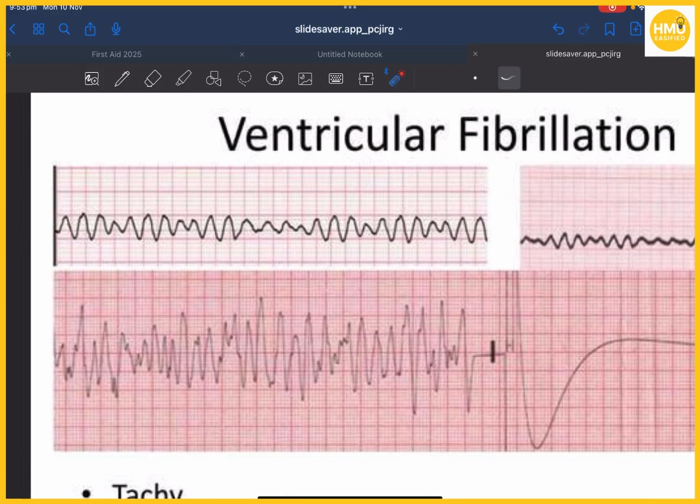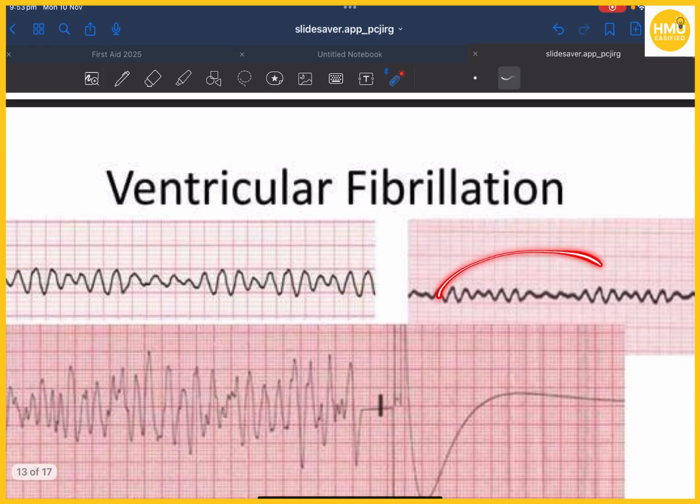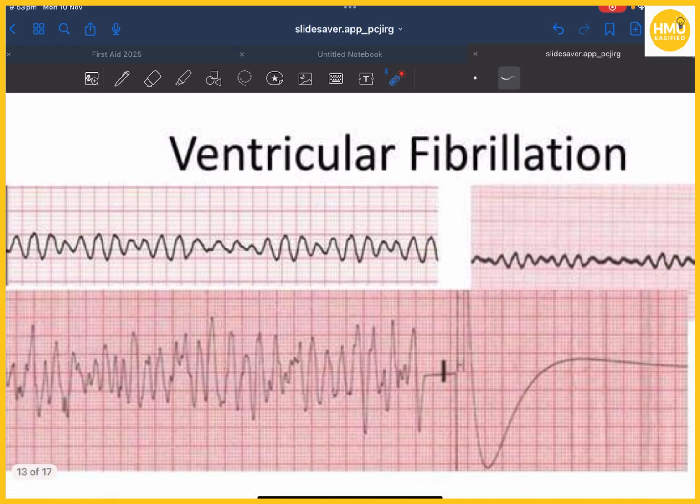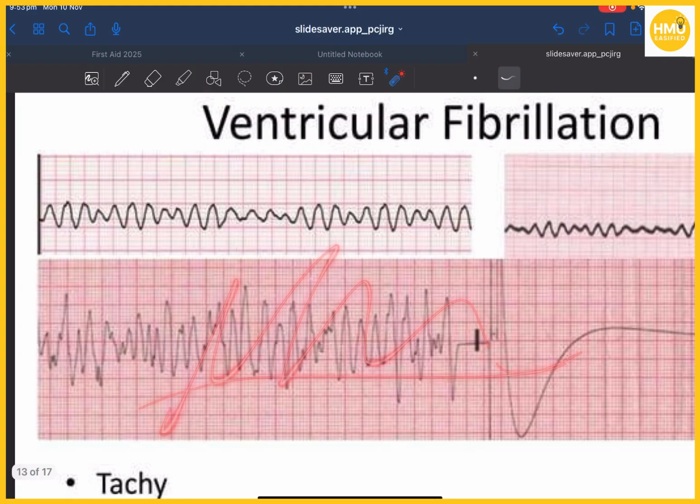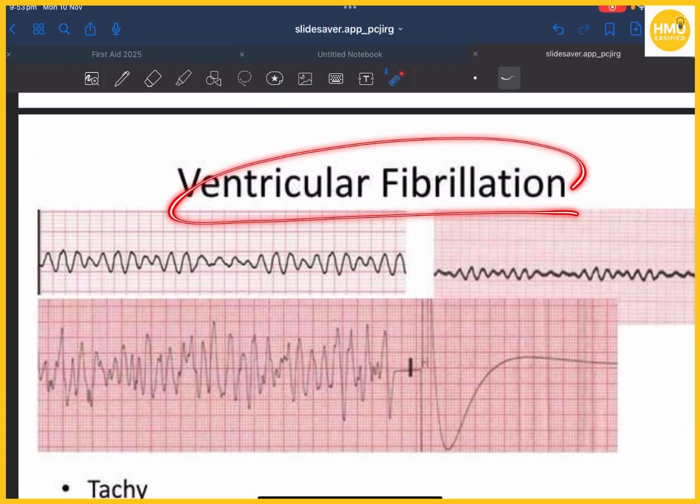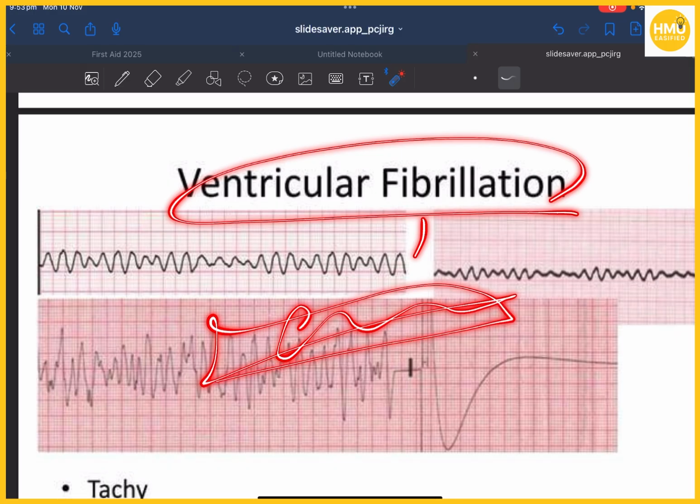Now, V fibrillation is something that you should memorize by your eyes only. If you see something like that, just like gibberish, basically garbage drawing like that, it's definitely VFib, and you instantly go for cardioversion because this is life threatening.